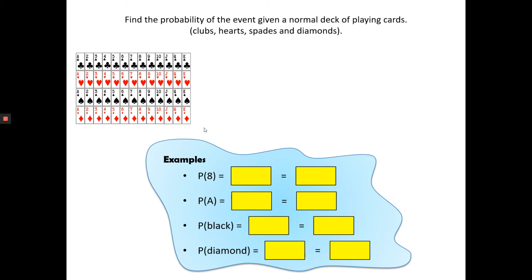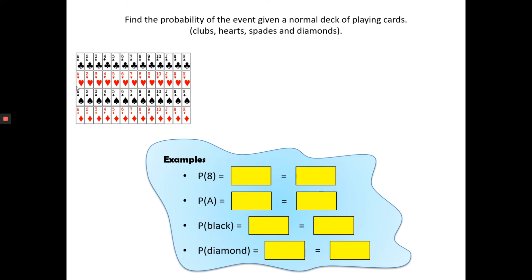So, there's 52 cards total. And there's ace, 2, 3, 4, 5, 6, 7, 8, 9, 10, jacks, queens, and kings. All right, and then there's 4 different kinds of cards, or 4 different suits. There's the clubs that look like a little clover. There's the hearts. There's the spade, which is kind of like an upside down heart with a little stem. And then there's the diamonds. So you'll get a little bit more familiar with it once we get a few examples in here.